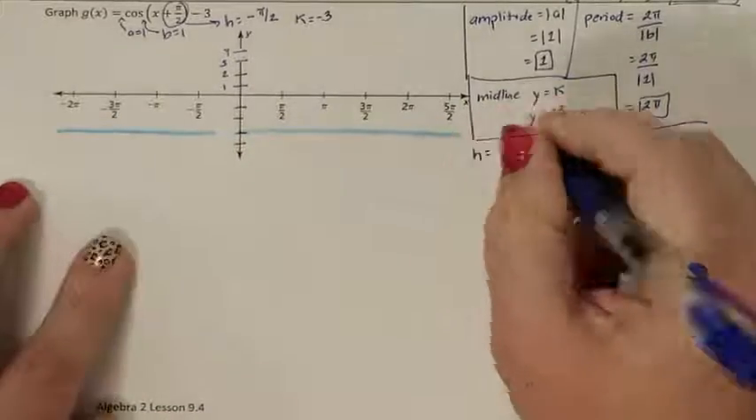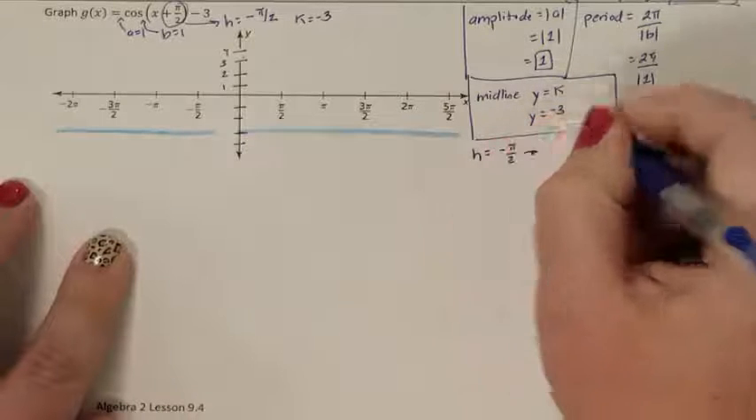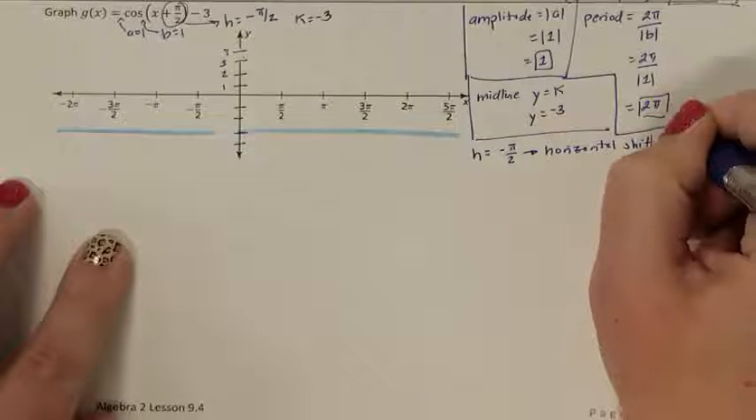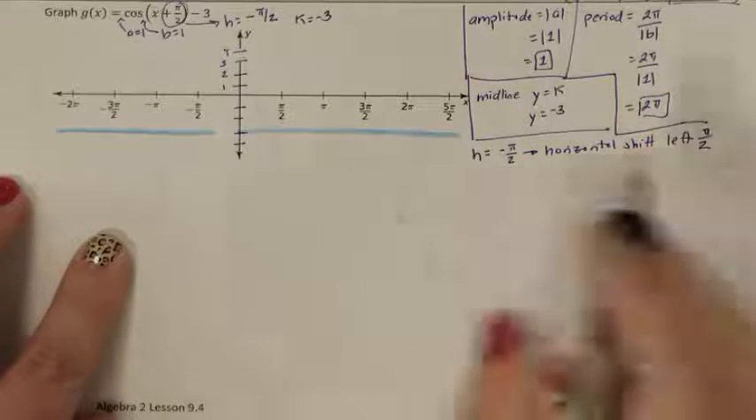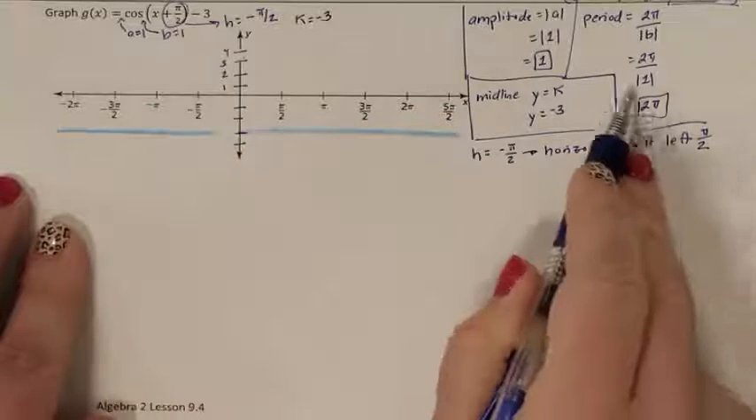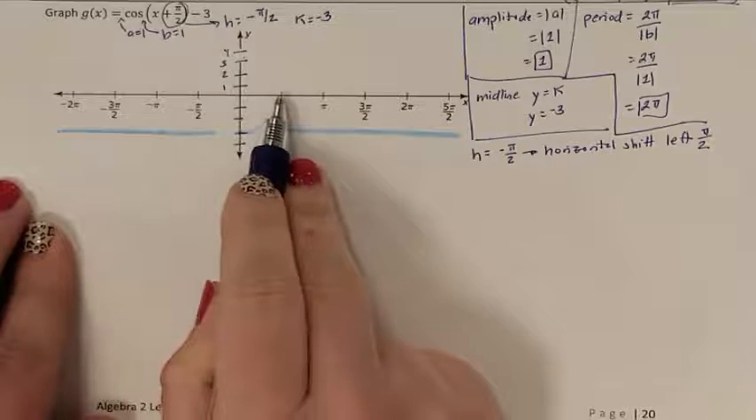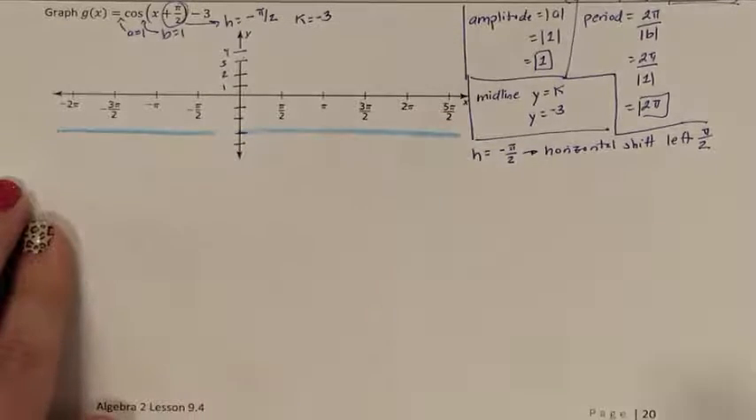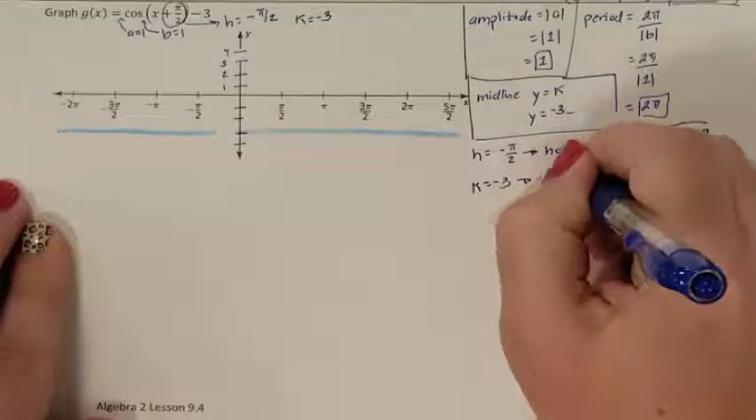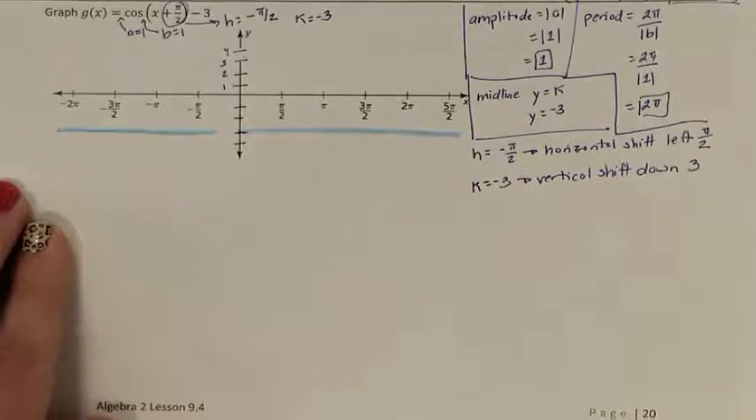Now let's look at our h. H tells us our shift. My h is a negative pi halves. So this tells me that I have a horizontal shift, and I'm shifting to the left by pi halves. So I'm not starting at 0, I'm starting over here at negative pi halves. And from here, I need to be able to go an entire length of 2 pi. So from here, I go, that's 1 pi, 2 pi. My k value, which is a negative 3, is your vertical shift, and because it's negative, that meant I'm going down. So this is a vertical shift down by 3.